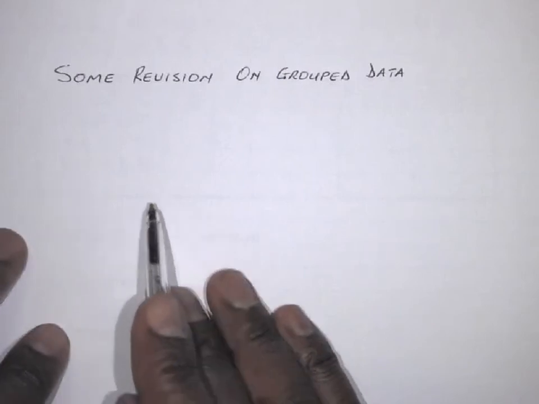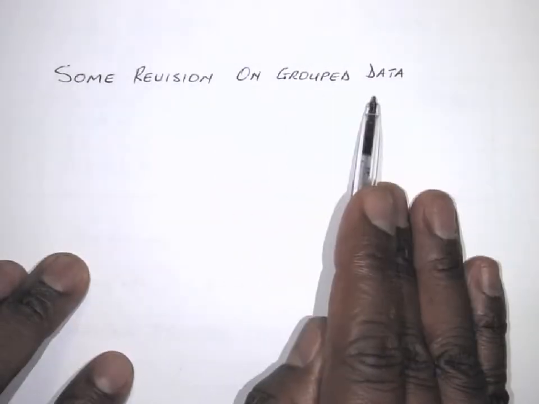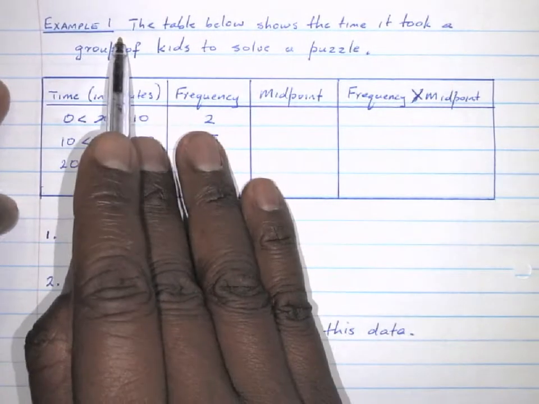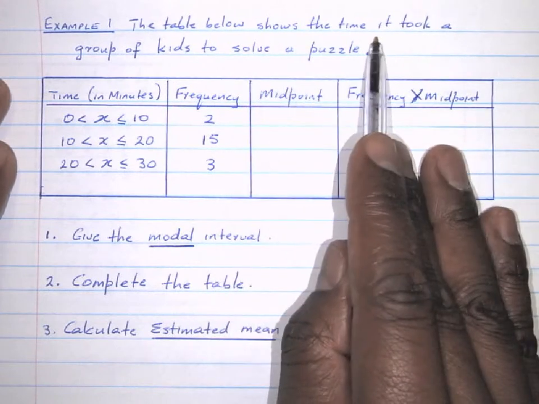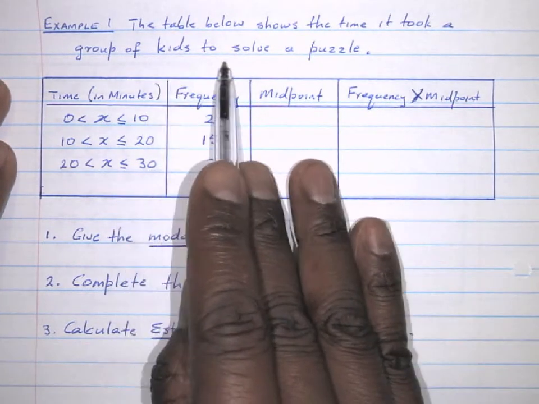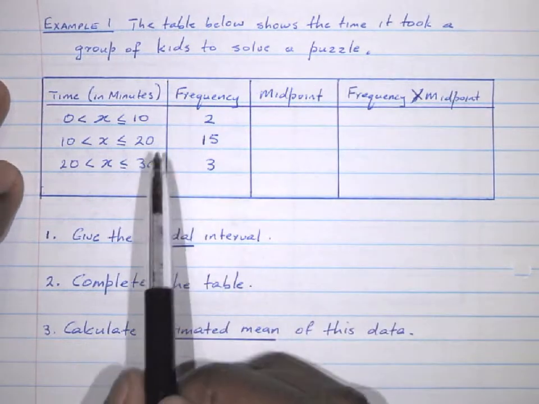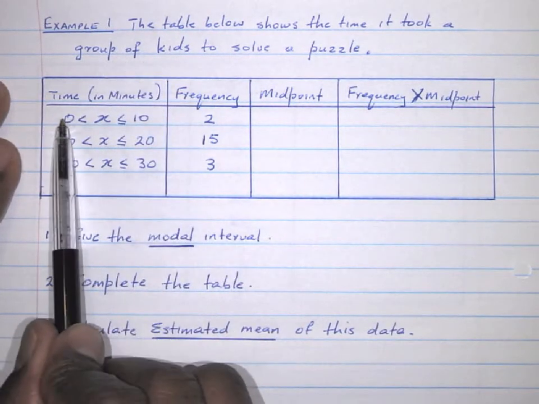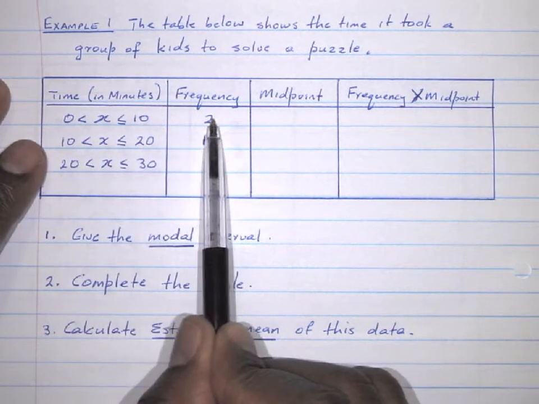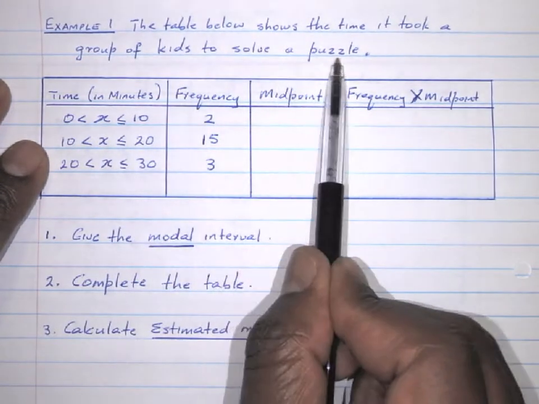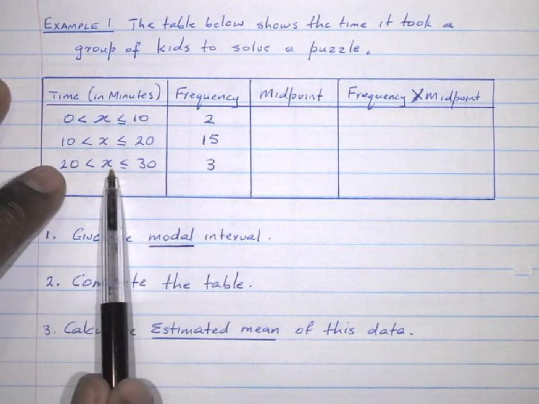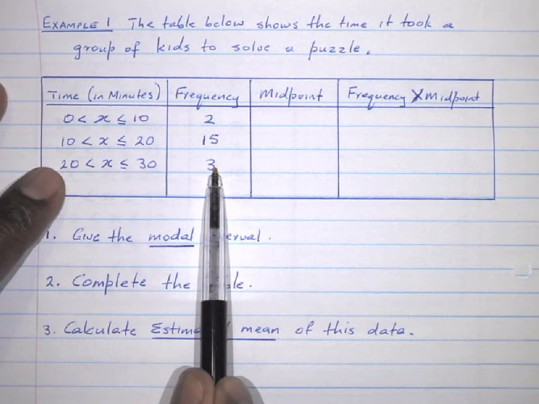Today we're going to look at some revision of group data. Let's look at one example or two. Let's look at this example. It says the table below shows the time it took a group of kids to solve a puzzle. Here the data is grouped: from 0 to 10 minutes, 2 kids solve the puzzle. From 10 to 20 minutes, 15. From 20 to 30, 3 finished.